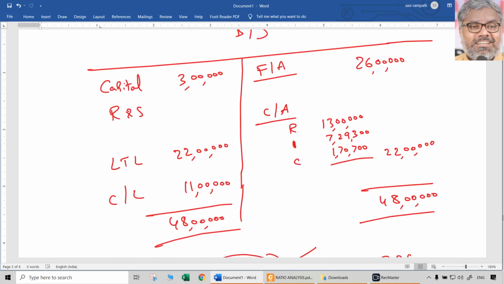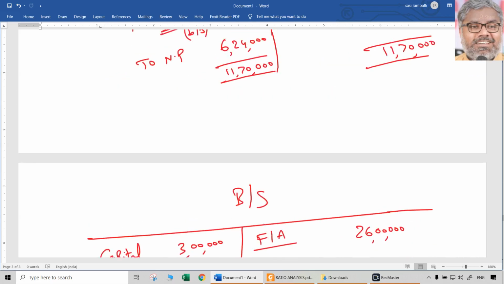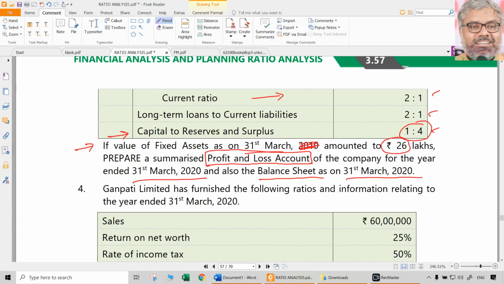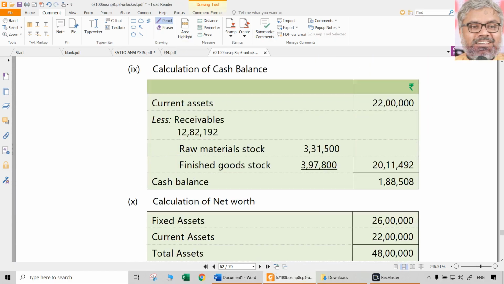3 lakhs capital, reserves and surplus 12 lakhs. Total owners' funds 15 lakhs. Balance sheet total is 48 lakhs. There ends the matter. That is the answer. Right? Now we can check our final answers with the solutions.